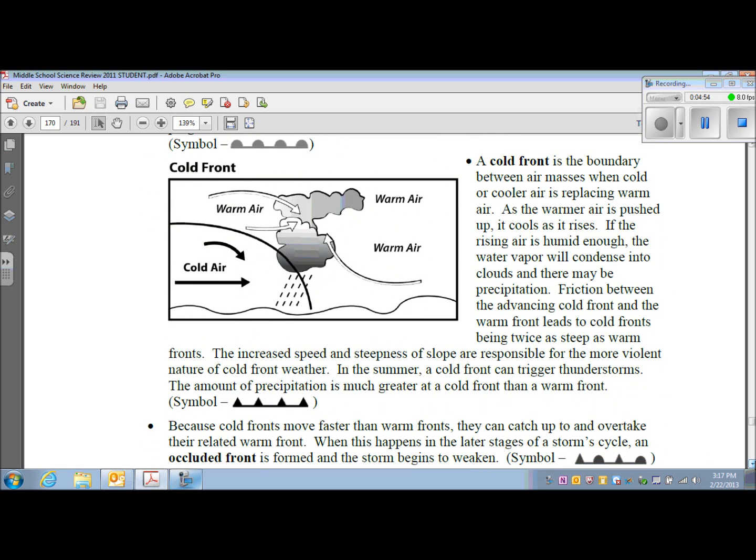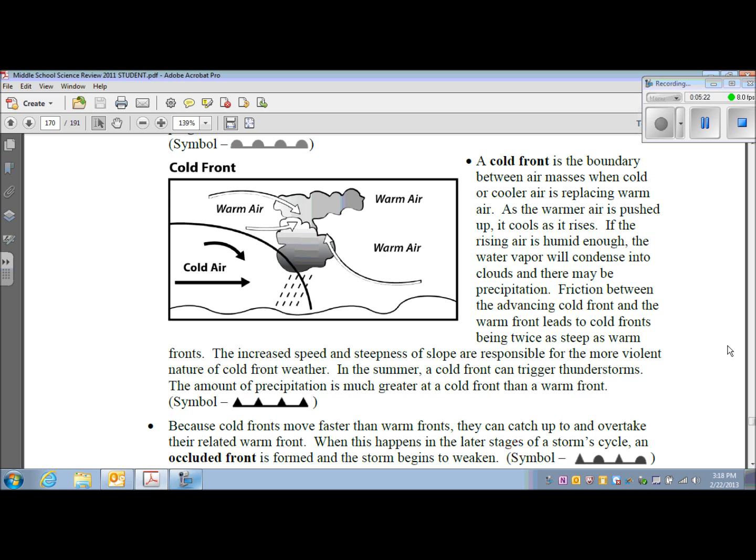A cold front is the boundary between air masses when cold or cooler air is replacing warm air. As the warmer air is pushed up, it cools as it rises. If the rising air is humid enough, the water vapor will condense into clouds, and there may be precipitation. Friction between the advancing cold front and the warm front leads to cold fronts being twice as steep as warm fronts.